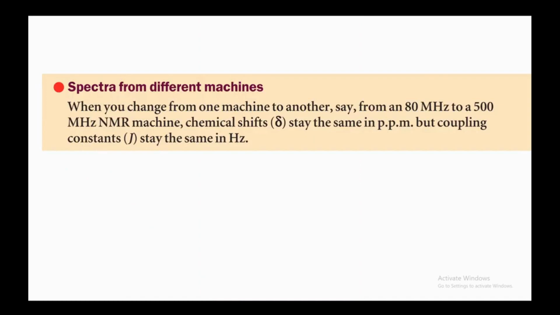Consider spectra from different machines. When you change from one machine to another, say from 80 MHz to a 500 MHz machine, chemical shifts stay the same in ppm, but coupling constants stay the same in hertz.